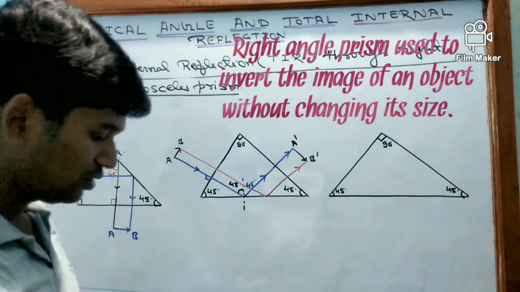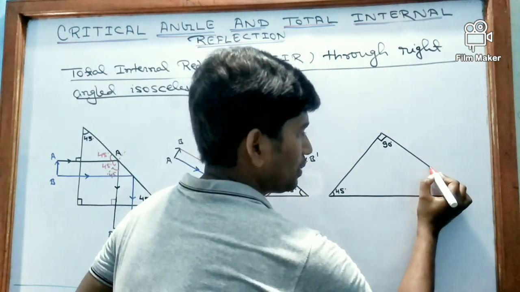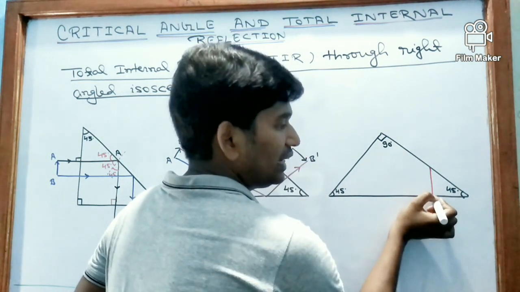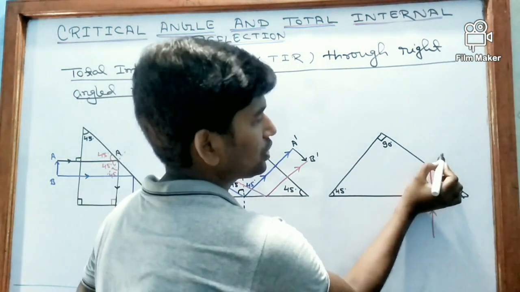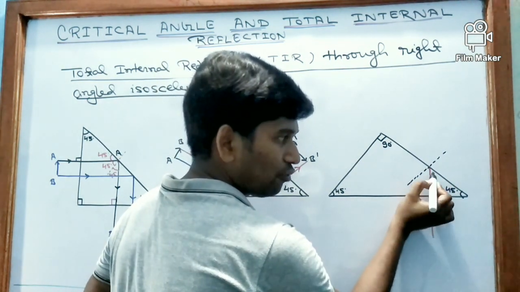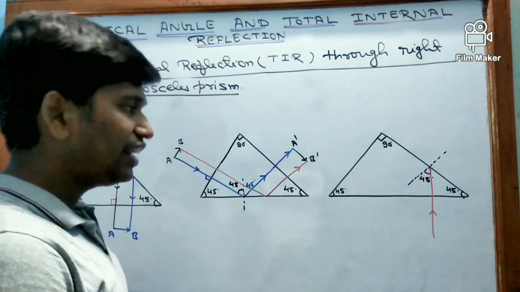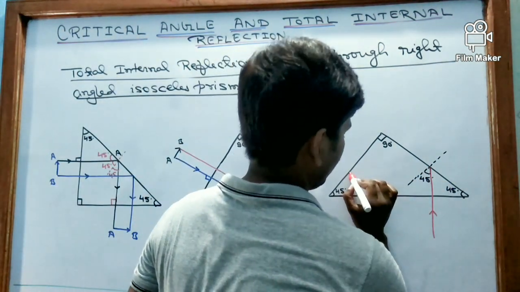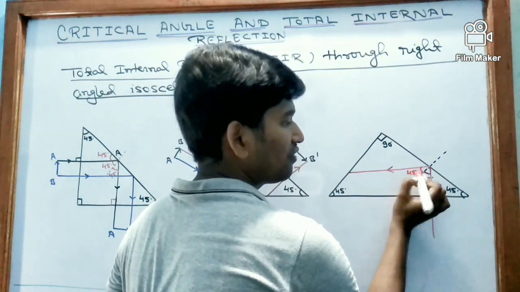Let us see one more. If a ray of light is incident in this way, from 90 degree there, it will enter without any deviation. Let us draw one normal at this point. 45, 90, 45, so this will again be 45, which is greater than the critical angle. So the ray of light gets reflected back by an angle of 45 degree in this way. So this angle is also 45.